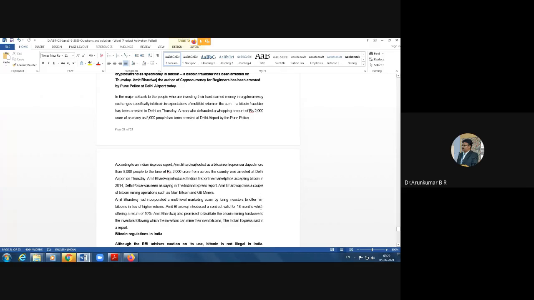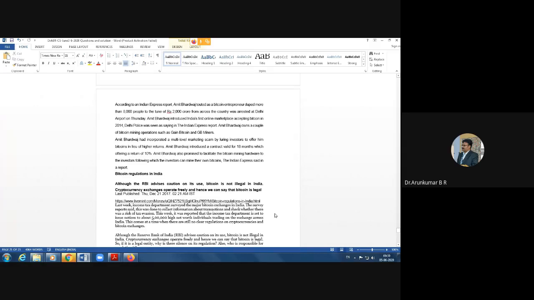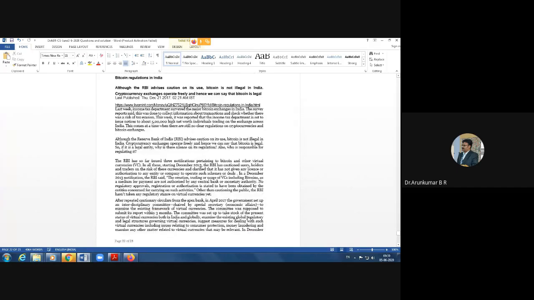Amit Bharadwaj had run a multi-level marketing scam by luring investors to offer him bitcoins in lieu of higher returns. He introduced a contract valid for 18 months, offering a return of 10%. He also promised to provide Bitcoin mining hardware to the investors, so that they could mine their own bitcoins. This is as per the Indian Express. Bitcoin regulations in India: although RBI advises caution on its use, Bitcoin was not legal in India as of 2017 and 18. Now it's legal, as I told you.